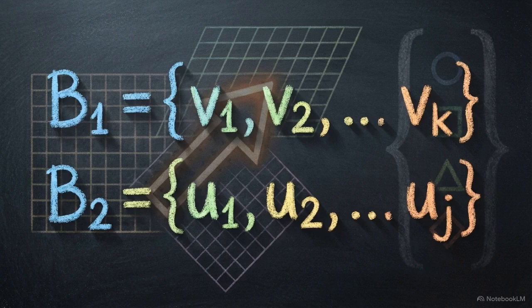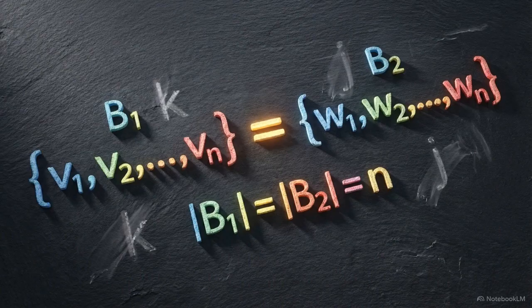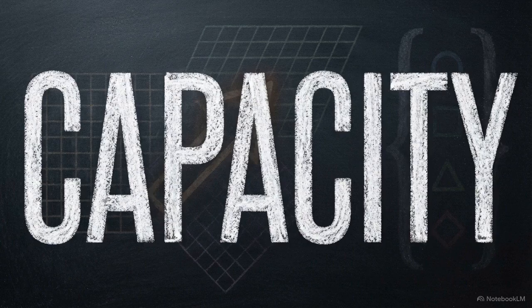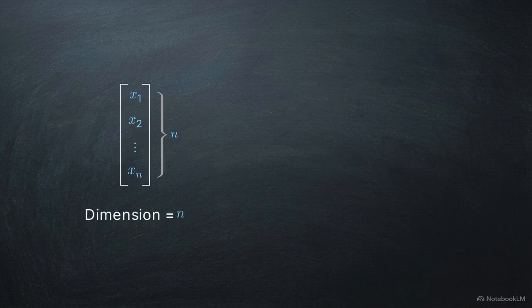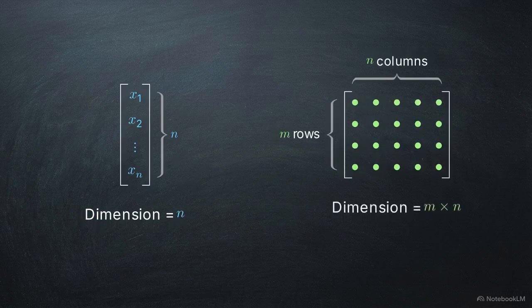The direct corollary to Theorem 4 is that every possible basis for a specific finite-dimensional space will always contain the exact same number of vectors. This universal, unchanging integer is defined as the dimension of the space. The space of n tuples over a field has dimension n. The space of m by n matrices has dimension m times n.